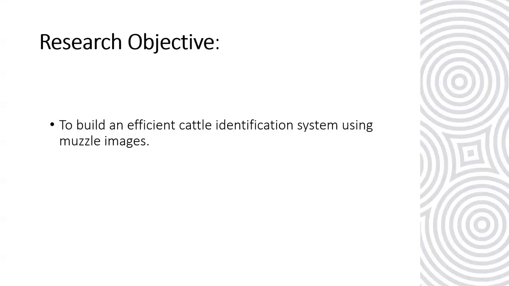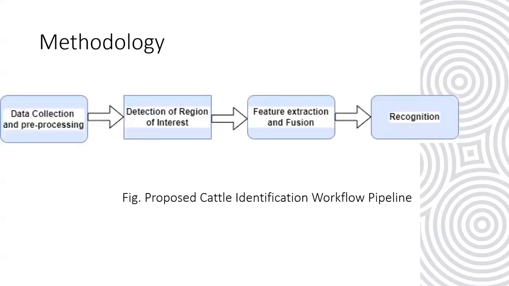So to conduct the research, these are the different steps. The first step is the data collection and pre-processing of the data, followed by the detection of a region of interest. The region of interest here is the muzzle of the cattle. And then there is feature extraction, which is used to implement the deep learning or machine learning models. And the last one is the recognition of the cattle based on the features extracted from the muzzle.